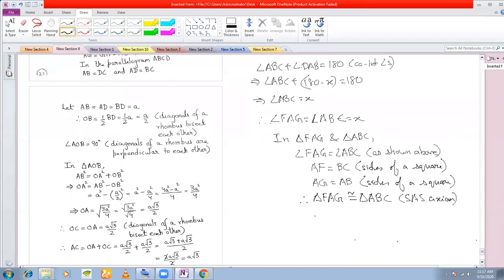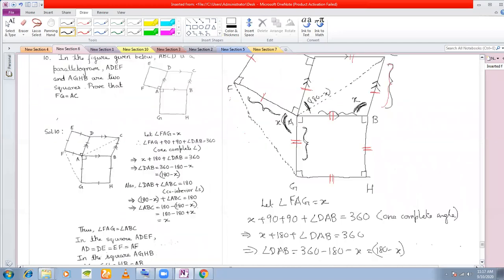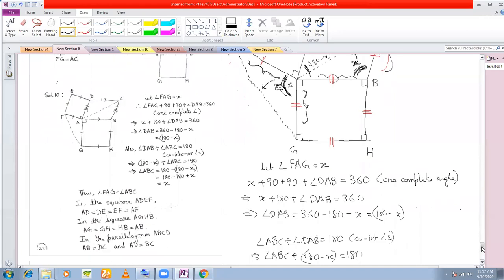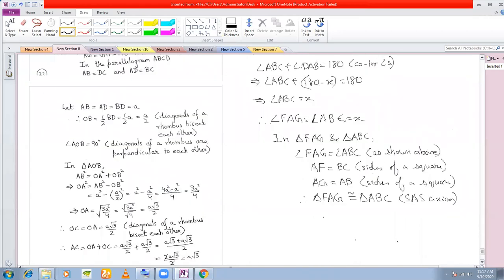And therefore, now these two angles are equal. This angle x and this angle x are equal, and opposite to this angle is this side. Therefore, we write FG is equal to AC by CPCT. Hence proved.